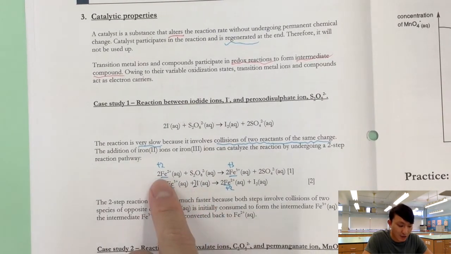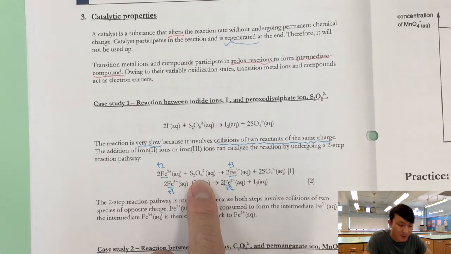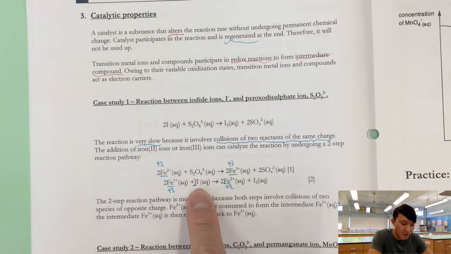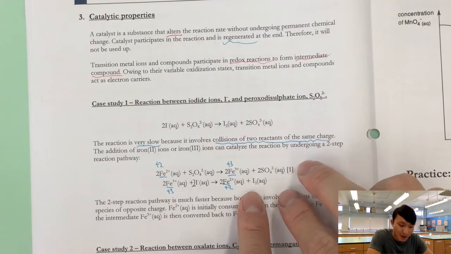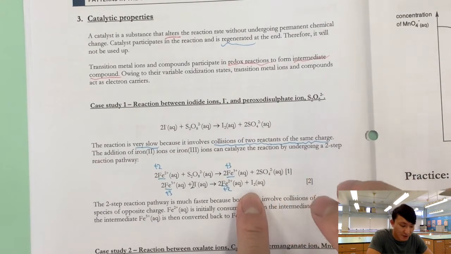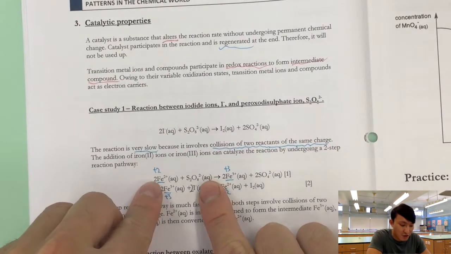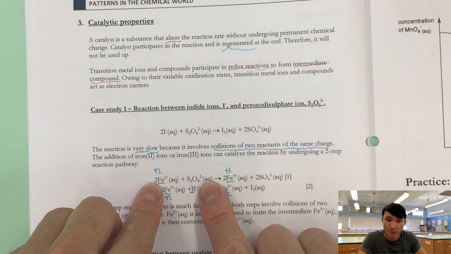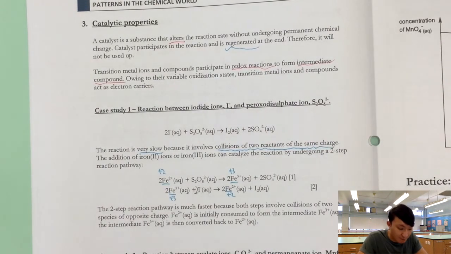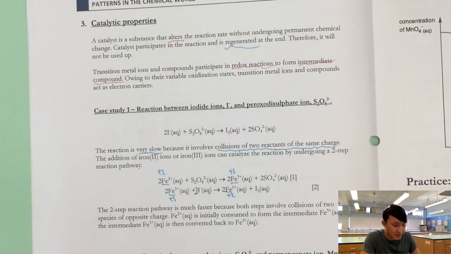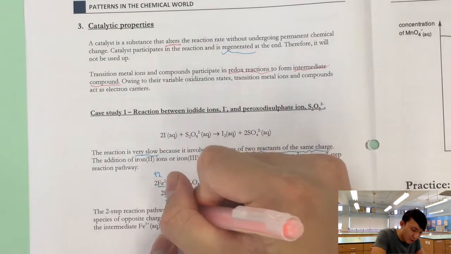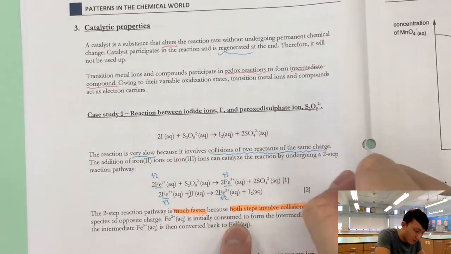Fe2+ will donate an electron to S2O8 2- instead of I-, and after that, Fe3+ will collect the electron from I-. Okay? Now, even though it has separated into 2 steps, the rate should be much faster because we are involving collision of oppositely charged ions. So it is much easier to collide than collision involving species of the same charge. Okay? So that's why the 2-step reaction pathway is much faster, because both steps involve collision of 2 species of opposite charge.